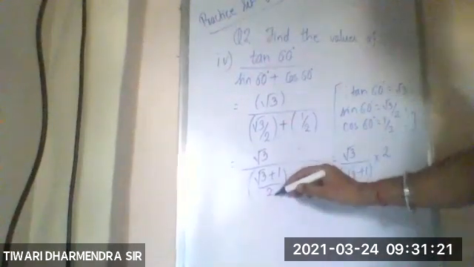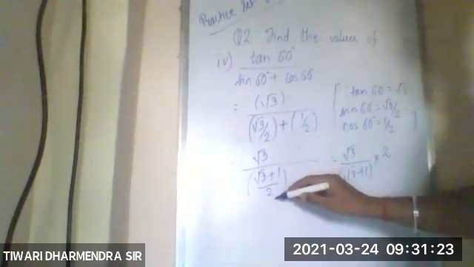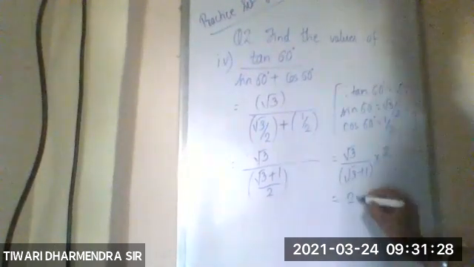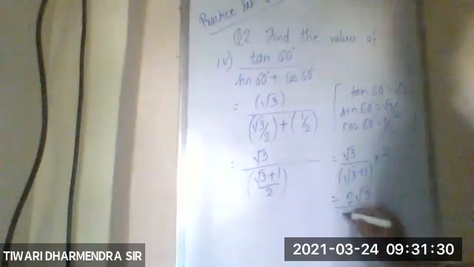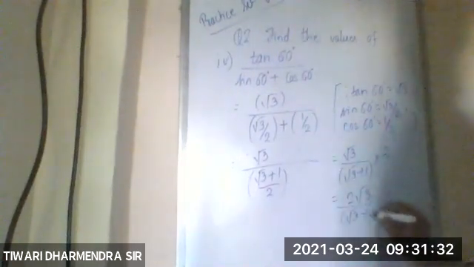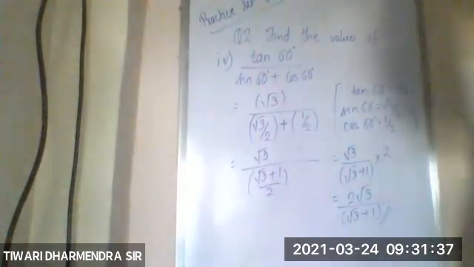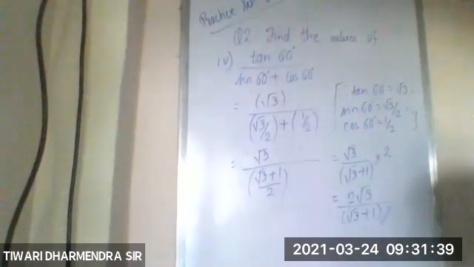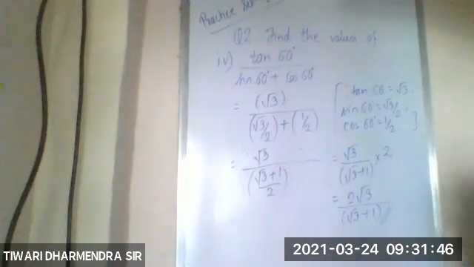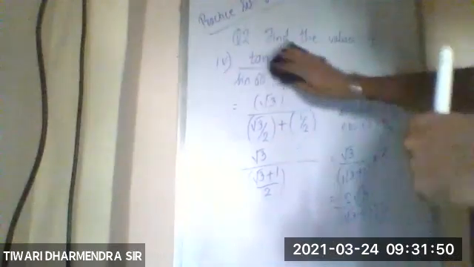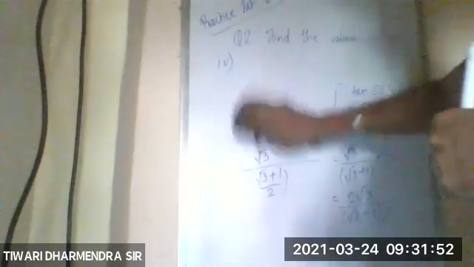I've taken this 2, which is in the denominator, and it takes the form of the numerator. So this is nothing but 2 root 3 upon root 3 plus 1. Done. These are all the basic calculations that you have done. So we have got the answer as 2 root 3 upon root 3 plus 1. So let's move to the next problem, that is the sixth of question number 2.